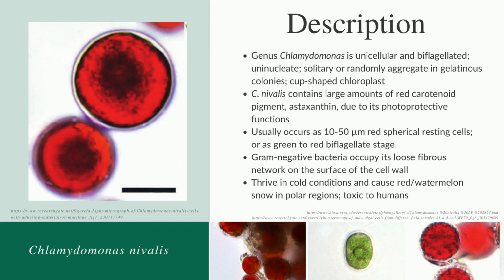This pigment protects it from photo damage. Without this pigment, it would appear green just as any Chlamydomonas. It can occur as red resting cells or in its green to red biflagellate stage. Another interesting fact about this is that there is a bacterial algal association on the surface of its cell wall. But the ultimate question would be, is it okay to drink the melted red snow? The answer would be no because C. nivalis is toxic to humans.